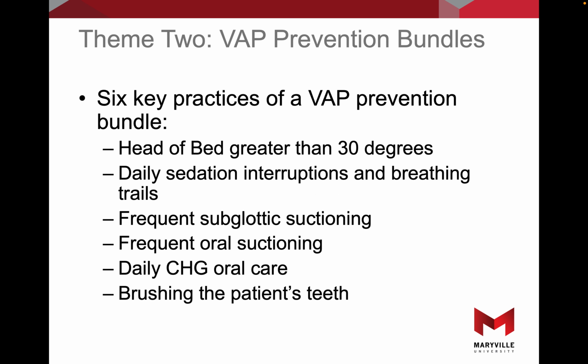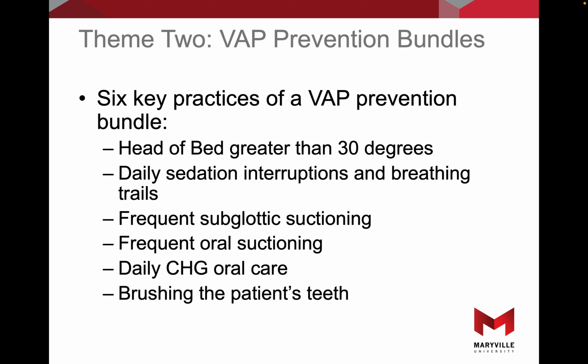Theme 2, VAP prevention bundles. There are 6 key practices that are common in most all of the VAP prevention bundle sets used widely within critical care. The first aspect of the bundle is the elevation of the patient's head of bed to 30 or 40 degrees. The prime motivation for this is to prevent the aspiration of oropharyngeal or gastric contents.